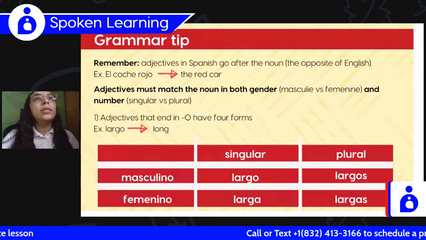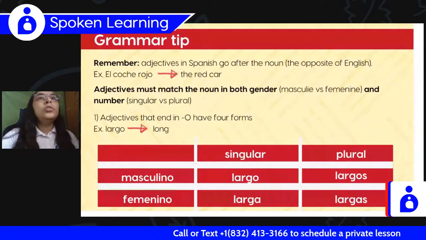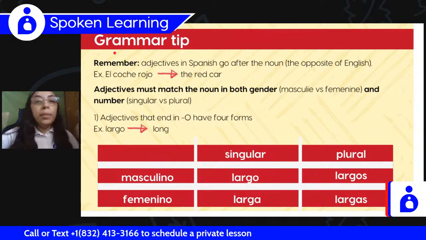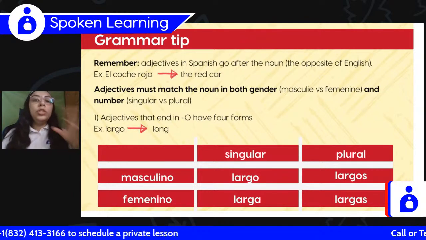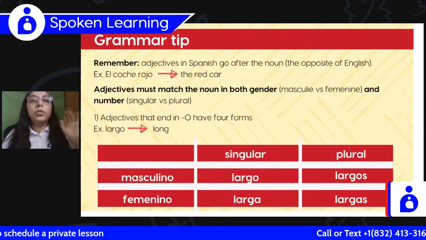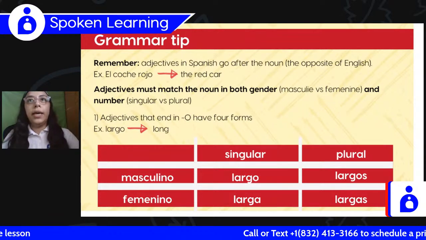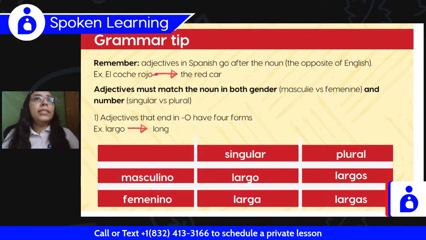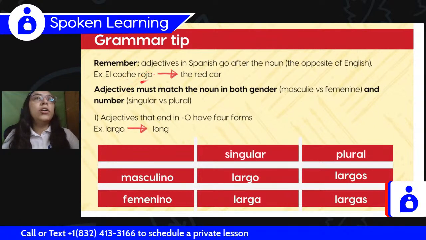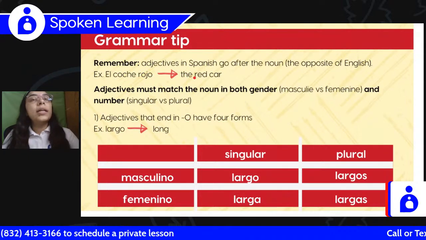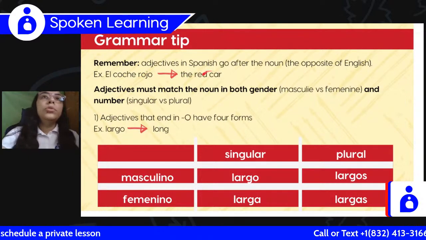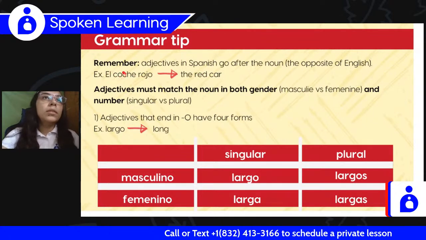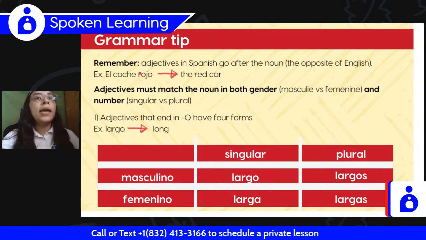First of all, we need to check the grammar tip. You need to remember the adjectives in Spanish go after the noun. This is a really important rule. You need to apply it every time you are describing whatever, okay? This is the opposite of English. So for example, if we are saying el coche rojo, in English, that is the red car. So in English, you will use first your adjective and then your noun. In Spanish, no. First goes the noun and then the adjective, okay?